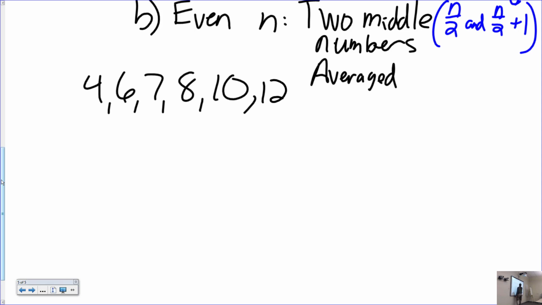Okay, so what's the median now? 11. Sure. Is that right? Yeah. No. What's the median? Oh, it's 7.5. Because what are the numbers in the middle, folks? 7 and 8. When you add 7 and 8 together, 15. Half of 15, 7.5. Okay?